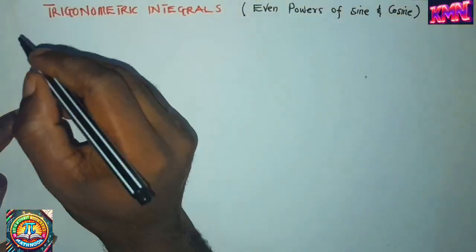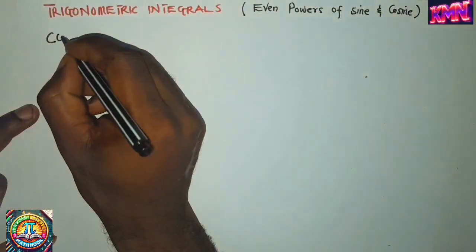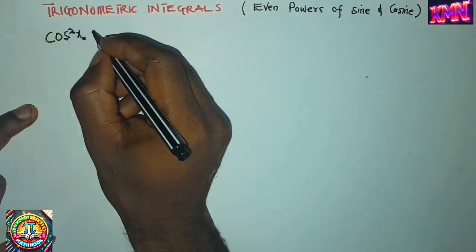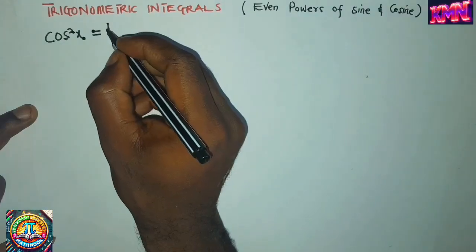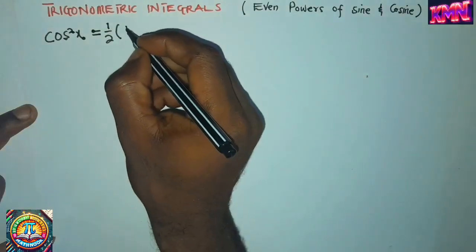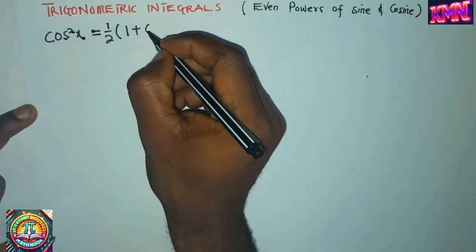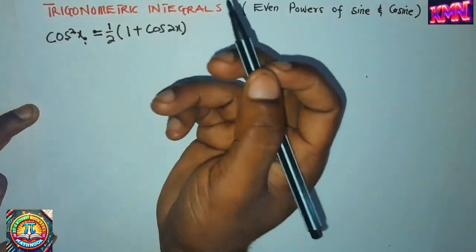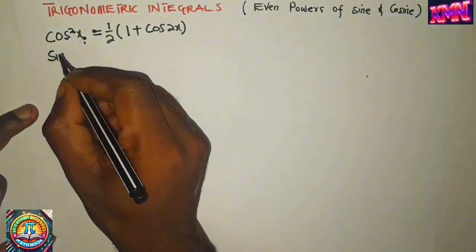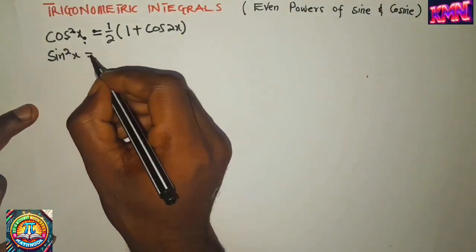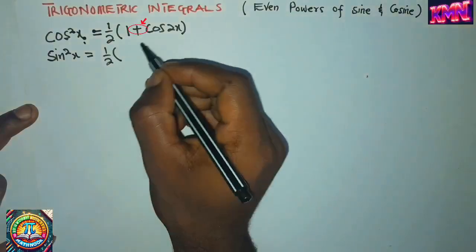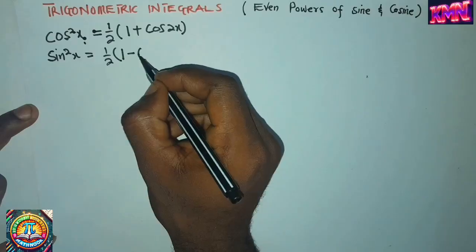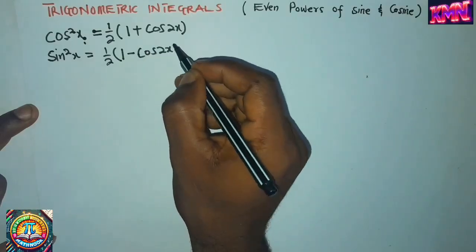We need to note that cosine squared of an angle x equals half of 1 plus cosine 2x. Then the half-angle identity for sine squared x is also half the same thing, except that here it will be 1 minus cosine 2x.